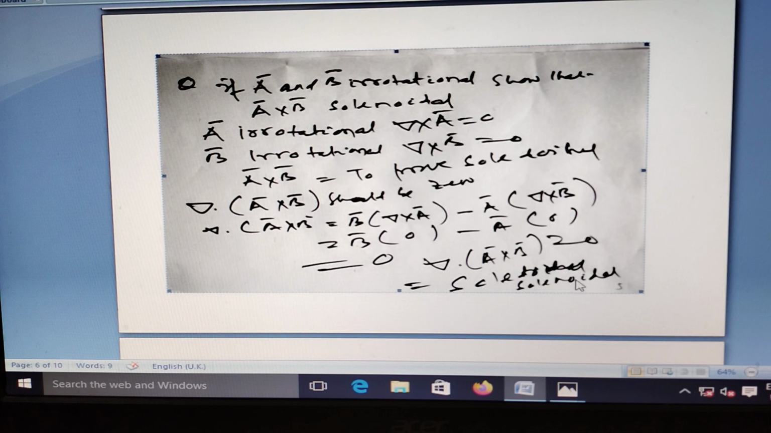Here A and B are irrotational, so vector A cross vector B is solenoidal. Vector A irrotational means curl A is 0. Vector B irrotational, curl B is 0. When the divergence of a vector is 0, it is solenoidal. So divergence of A cross B is equal to B dot curl A minus A dot curl B. Both are 0, so it is solenoidal.